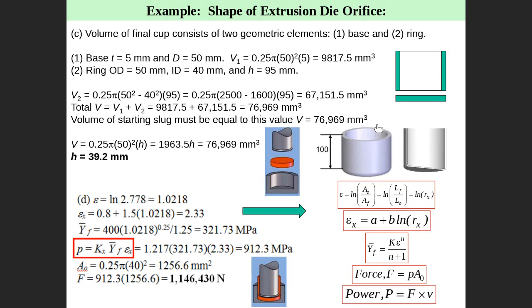We need to obtain the total volume of this guy, right? The total volume, which is this one plus this one. The total volume equals the volume of this one plus the volume of this one. This total volume equals the volume of a starting slug, which has diameter 50 millimeter, and we don't know the height. Then we can obtain the height.